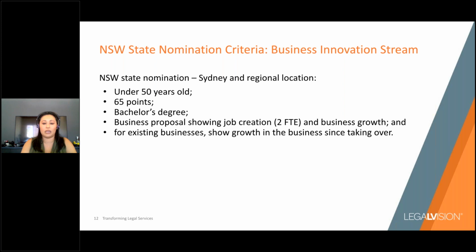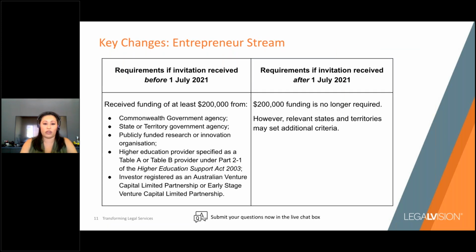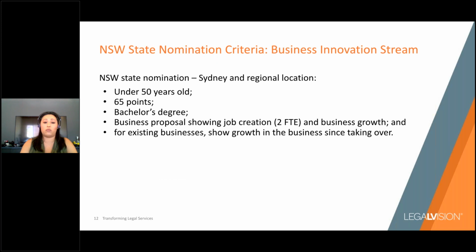under this stream. So New South Wales requires that you are under the age of 50. Now, this is for any location that you may want to migrate to. This is Sydney metropolitan and then regional New South Wales locations as well. And I just want to steer you back to our previous slide where we explained in the common criteria, according to the migration regulations, you had to be under 55 to apply for this visa under the business innovation stream. However, if you want New South Wales to nominate you, you actually have to be under 50.